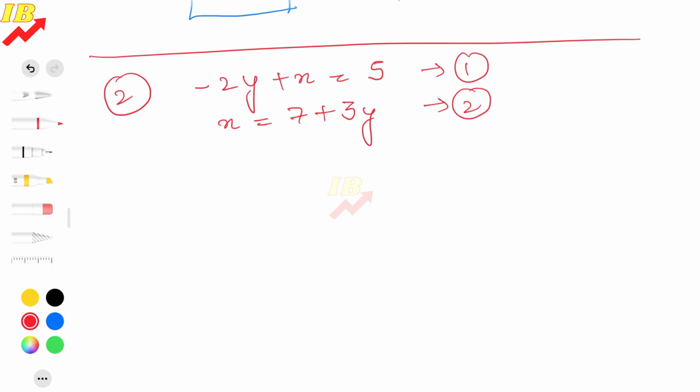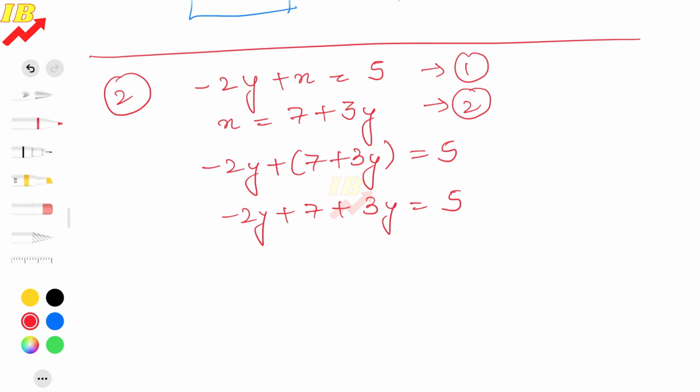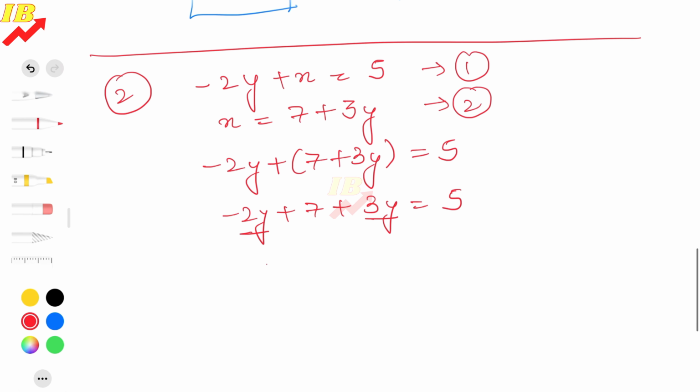Now I am using the second equation and plugging it into the first one, right? So it's negative 2y plus 7 plus 3y. It is always safer to put a bracket here when you have two binomial terms, right? It is a much easier way to execute the answers. So the answer will easily come out like this, right? Negative 2y and 3y is going to give you a y, and this is 5 minus 7, which is negative 2.